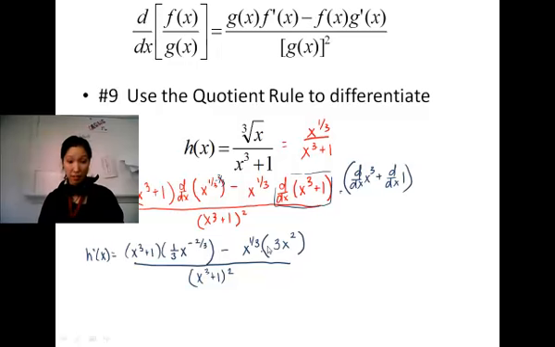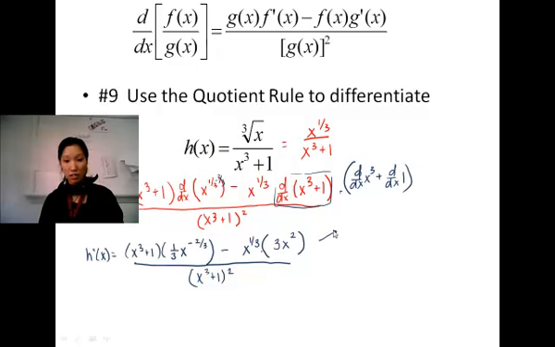Now we have to simplify this. And so I am going to ignore this for a second, and we're going to do what we were doing with the product rule. We're going to pull out any kind of factor that we can, and then the lowest possible exponent that we can as well. So the lowest possible exponent that I see is x to the negative 2/3.